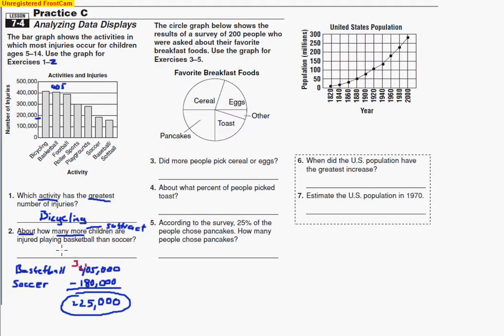225,000 is my answer for the number of children that get hurt playing basketball, the number of more children getting hurt playing basketball than soccer. So we'll write that in the line provided.